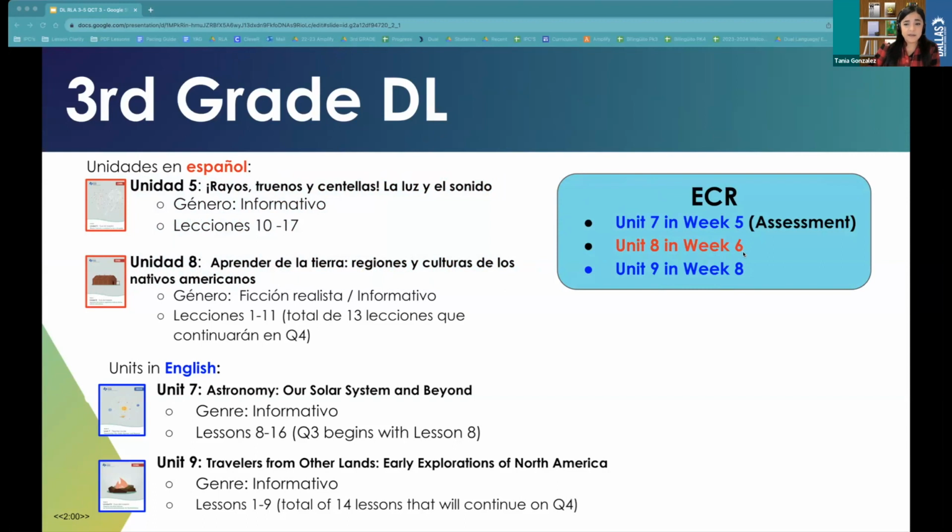The second ECR is in Unit 8, es en español, en la semana 6. And the third ECR will be about Unit 9 in week 8.